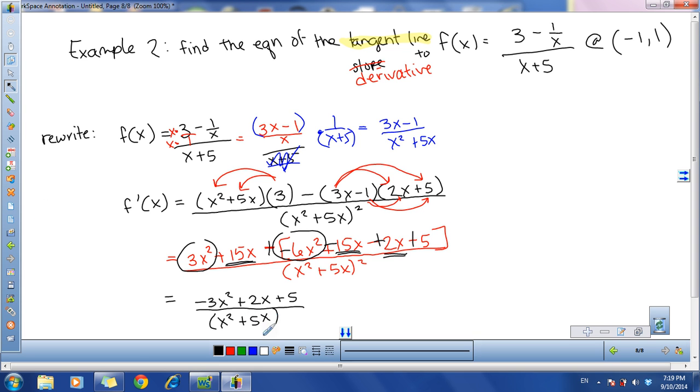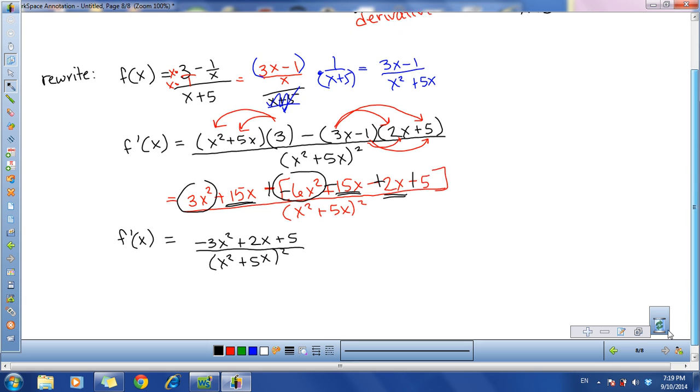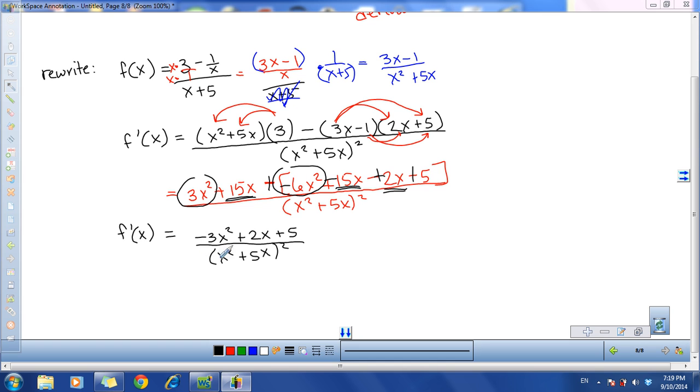quantity squared. Okay, so again, this is my derivative, which is the slope. But since I still have variables in it, it just acts like a formula for your slope. So I'm looking for the derivative at that point, negative 1, 1. So now I get to plug in negative 1. So let's find f prime of negative 1. I'm sorry. What's my point again?